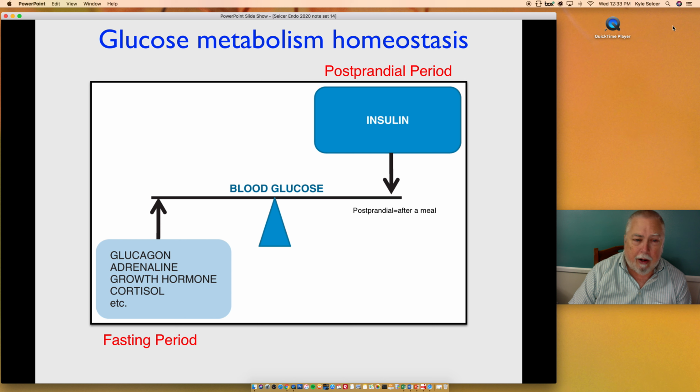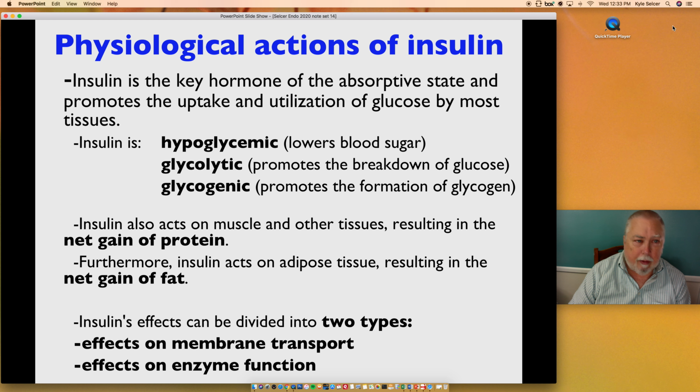So although they're drawing a balance here, you're not really trying to keep it level. Whenever you eat a meal, you're trying to bring it down, and the rest of the time you're trying to bring it back up again. So notice that insulin by itself is what puts food away, nutrition away, particularly glucose here. And glucagon, adrenaline, growth hormone, cortisol, thyroid hormone, they all work to take it back out again later. So that's really, in a nutshell, everything there is about glucose metabolism and homeostasis. But the key hormone is going to be insulin.